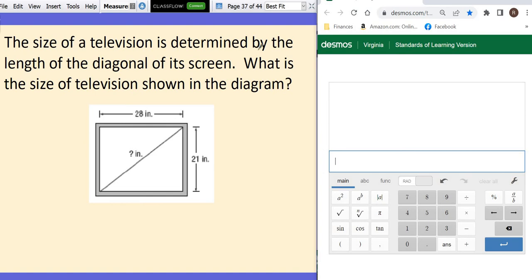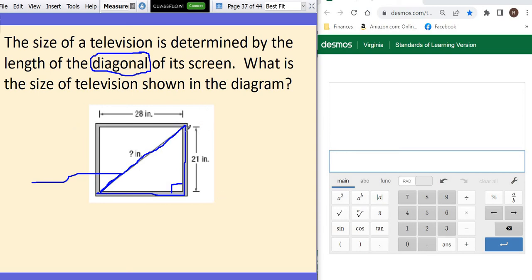All right. The size of a television is determined by the length of its diagonal. Whenever you see the word diagonal, that means corner to corner. It also means you've got a right triangle, okay? So when you're talking about a diagonal, you are talking about a right triangle, and I'm going to draw it right there, okay? What is the size of the television? It's telling you that you have to know the diagonal to know the size.